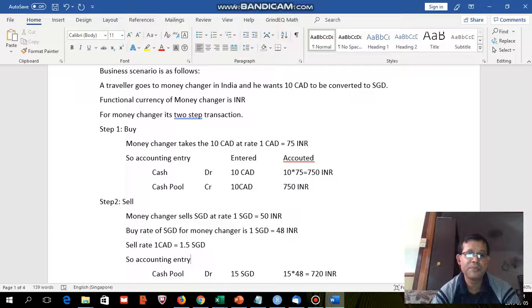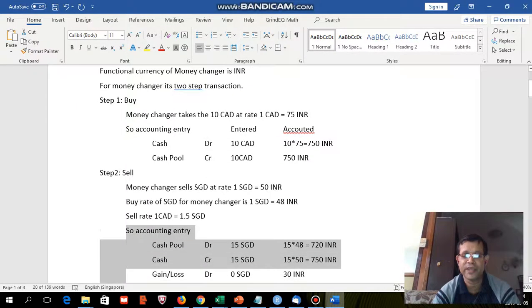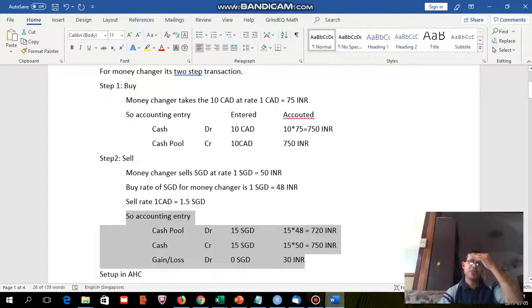Now the second step is the sell transaction, and the expected accounting entry is something like this. It's a cash pool account, 15 Singapore dollars at the rate of 15 into 48, that is 720 INR, because that is my cost of maintaining the Singapore dollar. But actually I'm giving cash of 15 Singapore dollars, which gets converted at the sell rate on that day from Singapore dollar to INR, that is 50. So the accounted amount would be 15 into 50, equal to 750 INR. And in this transaction I'm making a gain, so the gain loss account would be credited 30 INR. So this is the accounting entry I'm expecting.